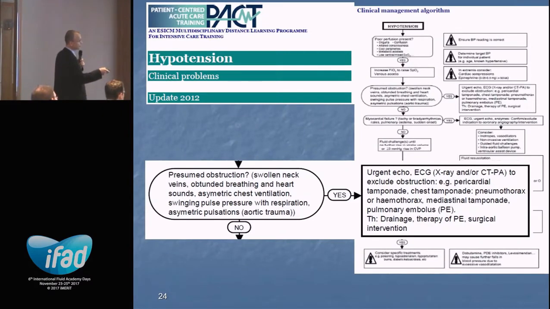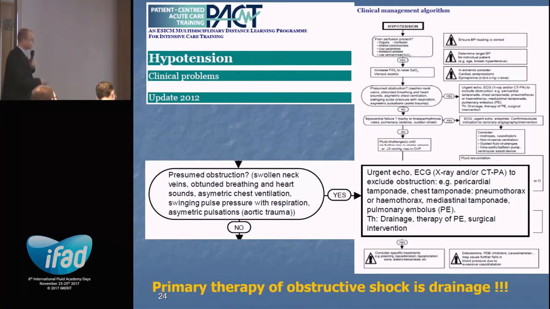And then you go after excluding the pump failure and indication to cath lab and other things, and then you get to hypovolemia and distribution type of shock. So the first line treatment is to use available imaging and exclude obstruction, because the primary therapy of obstructive shock is drainage, which you should be able to do fast and immediately.